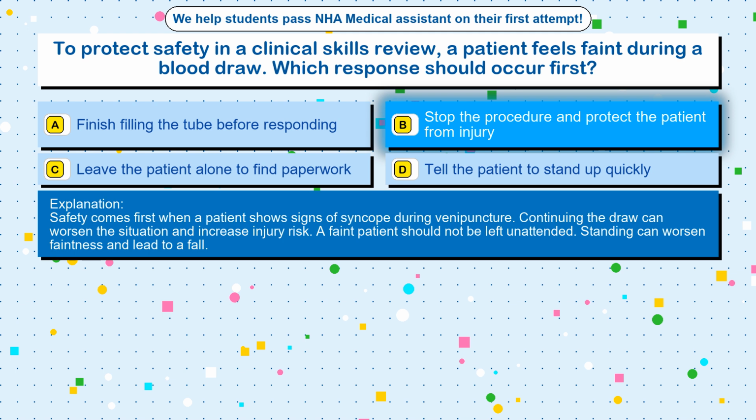Safety comes first when a patient shows signs of syncope during venipuncture. Continuing the draw can worsen the situation and increase injury risk. A faint patient should not be left unattended. Standing can worsen faintness and lead to a fall.